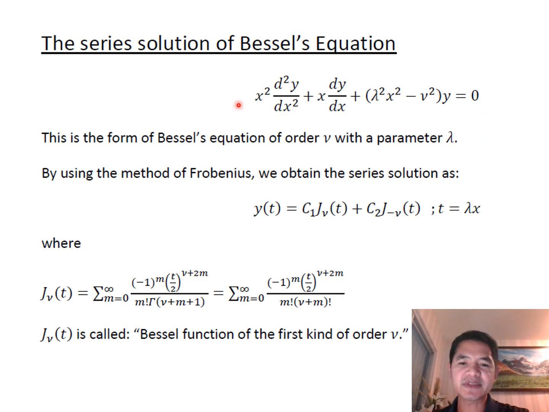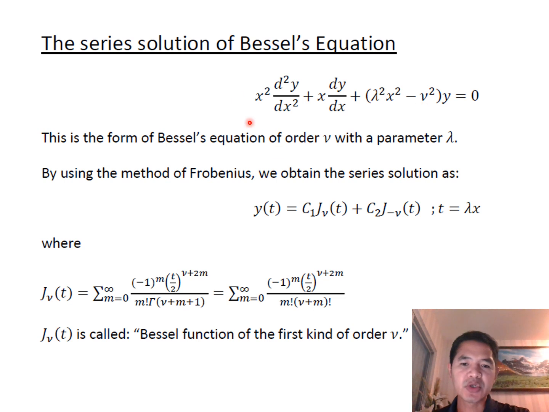So whenever you have second ODE and you can rearrange it into this form, then you can use Bessel's method to solve for the answers in terms of series solution. Just remember this is very important. This is the form of Bessel's equation of order nu with a parameter lambda. Okay, lambda is here, nu is here.